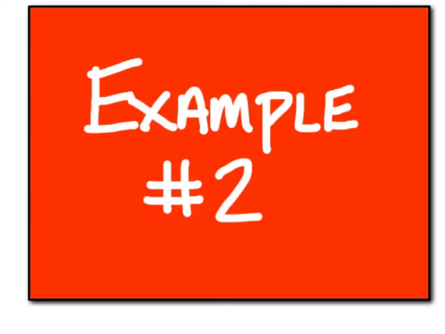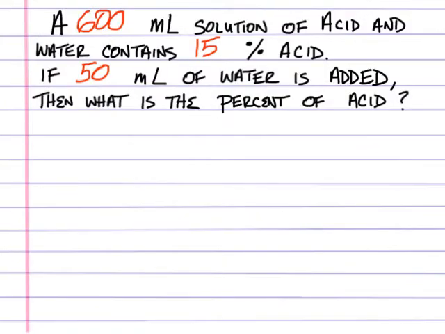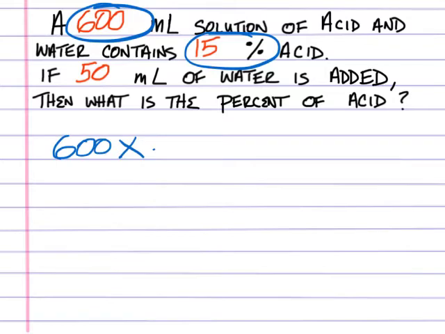Example number 2. A 600 milliliter solution of acid and water contains 15% acid. If 50 milliliters of water is added, then what is the percent of acid? First, find out how many milliliters of acid you have. So that would be 15% times 600. 600 times 0.15 gives you 90 milliliters of acid.